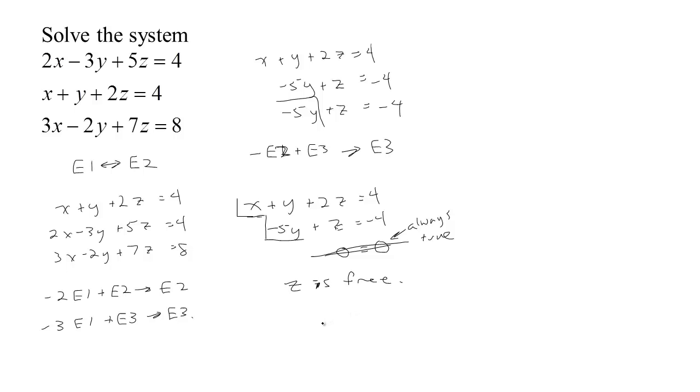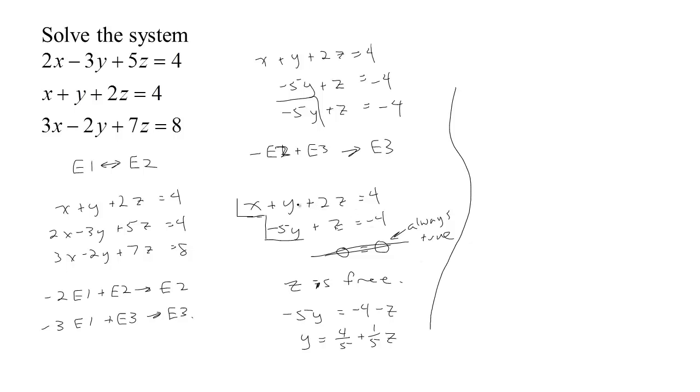So z is free. Once we choose a value of z, though, then we could solve for y. So negative 5y would be negative 4 minus z. Or if I divide by negative 5, y is going to be negative 4 divided by negative 5, which is 4/5, and negative z divided by negative 5 would be plus 1/5 z. So z can be whatever it wants, but once you've made a choice for z, then that completely determines what y will be.